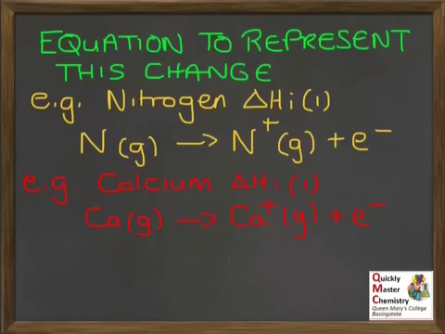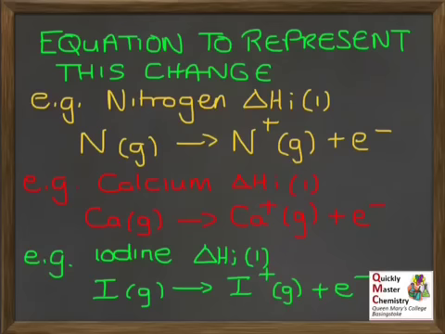Hopefully you got this. The pattern matches the nitrogen one exactly. We're just changing the symbol of the element. And that's going to be the case for all of these first ionisation enthalpies. They'll always follow this pattern, just simply the relevant element symbol. A final one then, iodine. Have another go. Make sure you can do this.